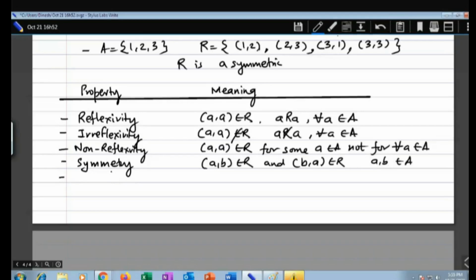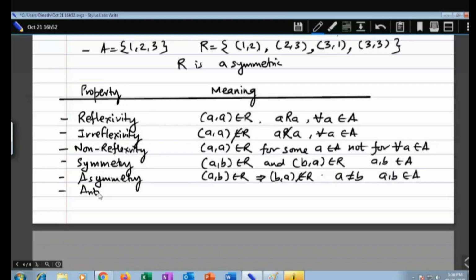Then comes the asymmetry. What does asymmetry tell us? (a, b) is in R implies (b, a) is not in R, for every a and b in A. And it also tells us that a and b should not be equal, a not equal to b, with (a, b) belonging to A.